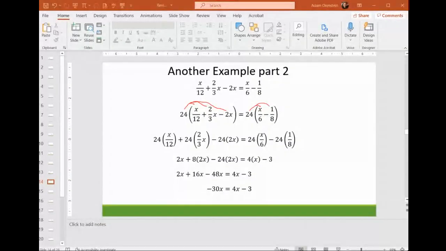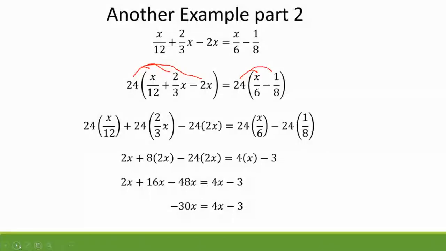Let me just do this. There we go. Multiply both sides by it. Wait, let me share it first. Oh, darn it. Okay, multiply both sides by it, and then you distribute, and that will kill off the denominators. Good. So that's what we're doing.